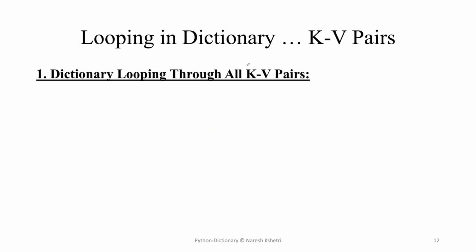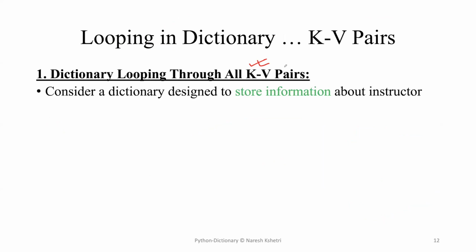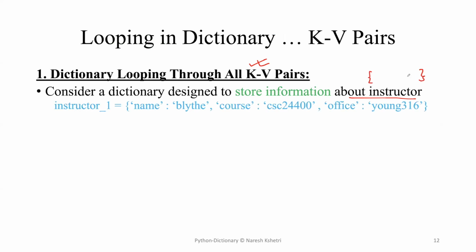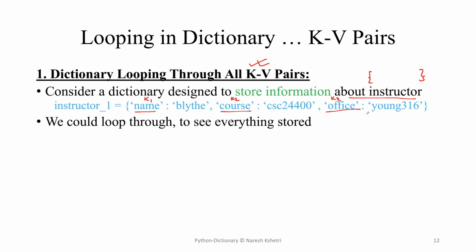The first one is looping through all key-value pairs in a dictionary, which is so simple. As you already know, the key-value pairs are whatever pairs are present in the dictionary. Let's consider a dictionary that stores information about an instructor. It can be any other dictionary, but here we have taken a dictionary to hold information about an instructor. For example, instructor 1, which is key 1, key 2, the course, and key 3, the office, or any other you can add. And we can loop through to see everything that is stored.